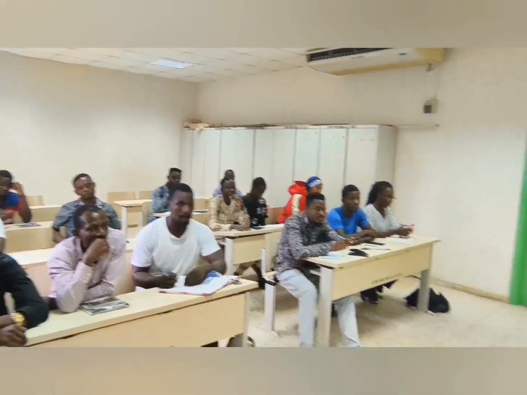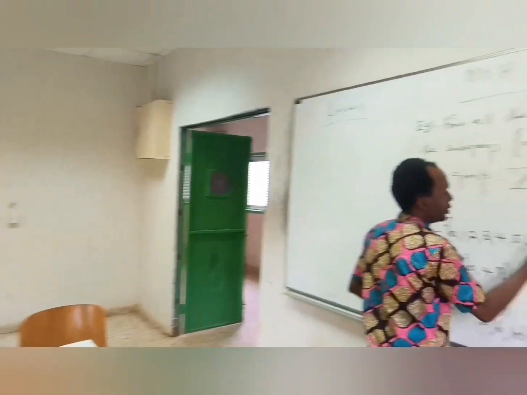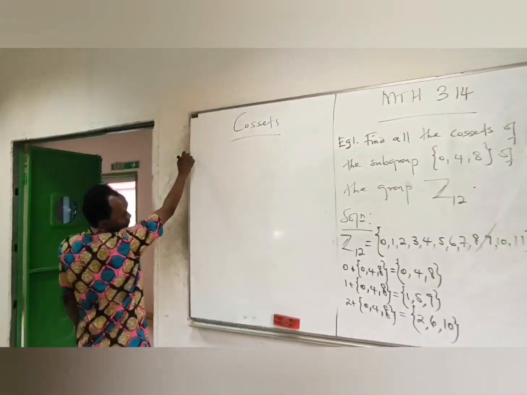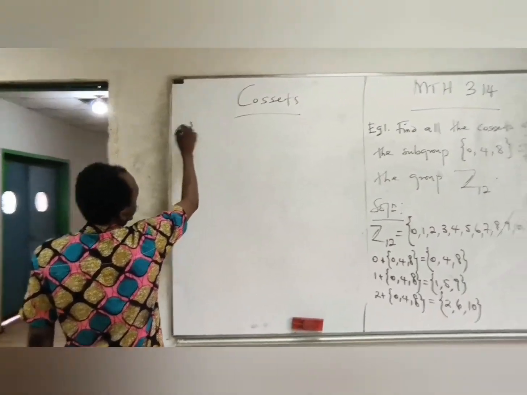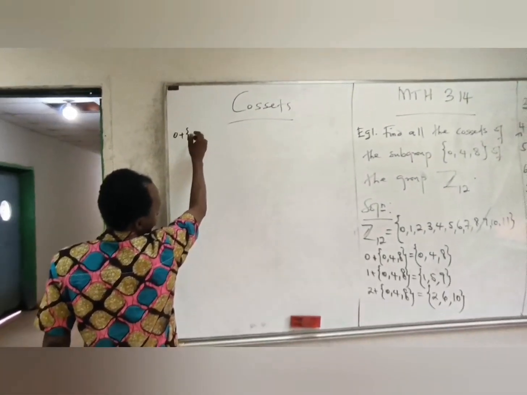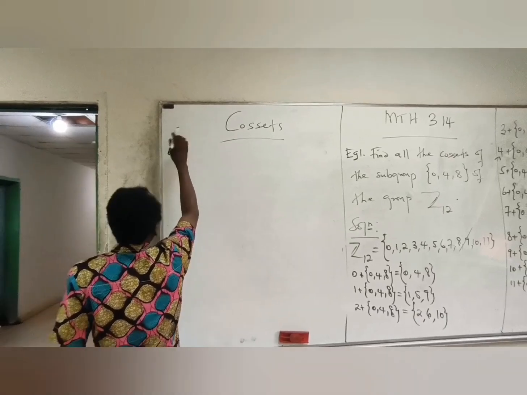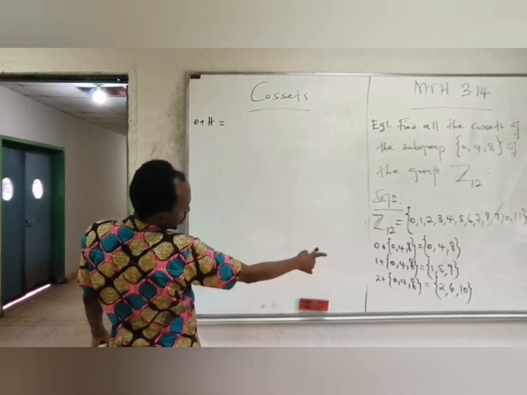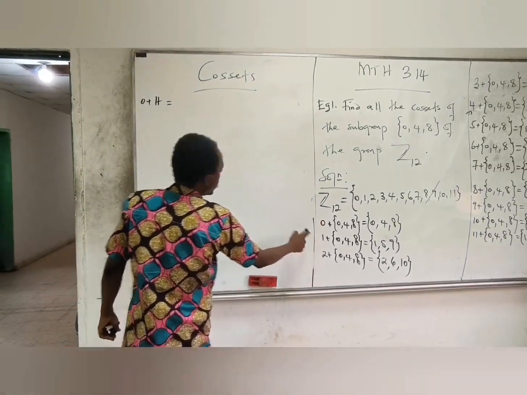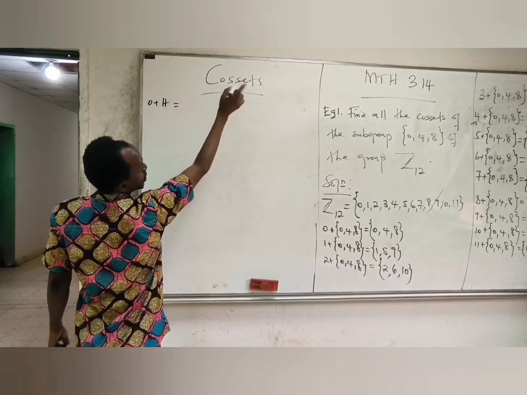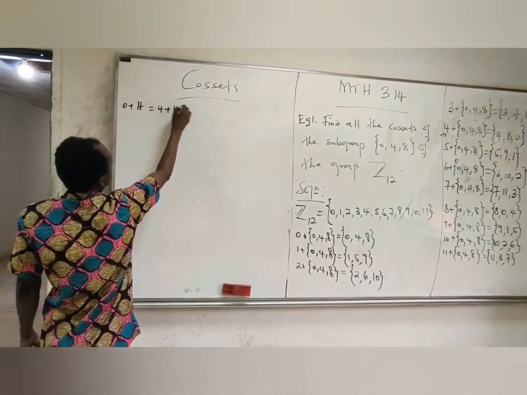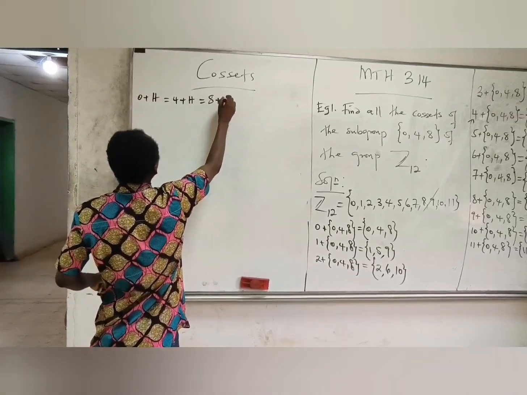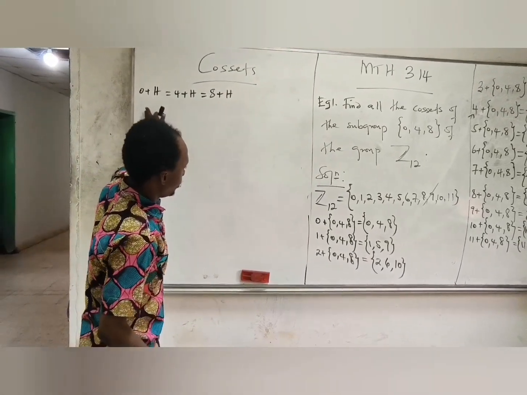So we are trying to write out those that are the same. You just stay there. So 0, 4, 8. 0 plus our subgroup. Let's represent our subgroup by 8. It's equal to what? And which other one is equal to this one? 0 plus 8 is equal to what? 4 plus 8. That's all then. 8 plus 8. That's all for this one.